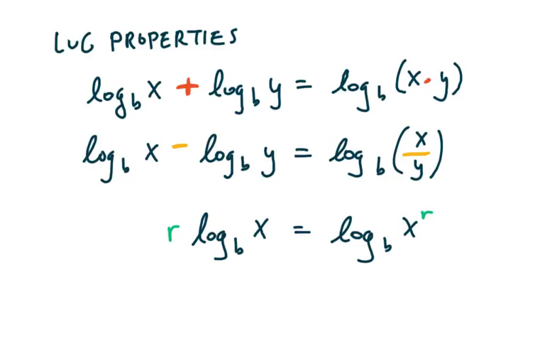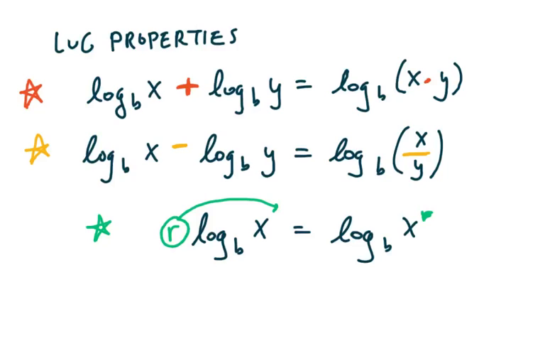And then the last property I have here is if we have a number r times log base b of x, we can push that up as the exponent to arrive at log base b of x to the power of r. So we typically refer to these first as the product property, then we have the quotient property, and then the power property. In some problems you'll use all 3 properties, in other problems you may just use one at a time.